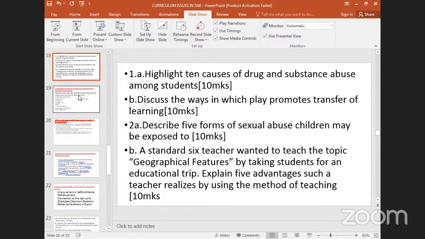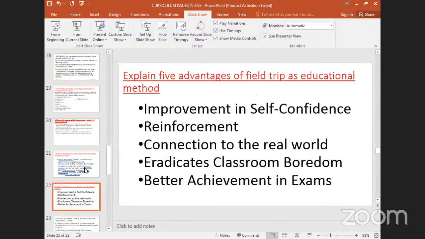Thank you. Welcome. So we stopped at a point where we were looking at the advantages of the field trip. And one of the advantages we talked about was that it improves the learner's self-confidence. And it also brings in reinforcement. It reinforces that which has been learned theoretically in class. It is now learned in the practical. It also brings a connection of what is learned in the class with the real world outside.